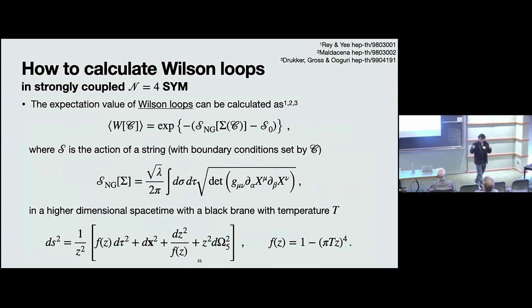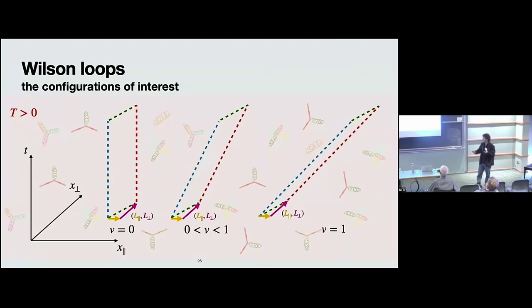I want to calculate the expectation value of a Wilson loop, and I'm going to do this by looking at the dynamics of a string in a higher dimensional spacetime given by AdS5 cross S5. Okay, I have a metric, I have an action, I have boundary conditions. What goes wrong, or rather, what's the complication? Okay, so first I need to be more precise about what I'm calculating.